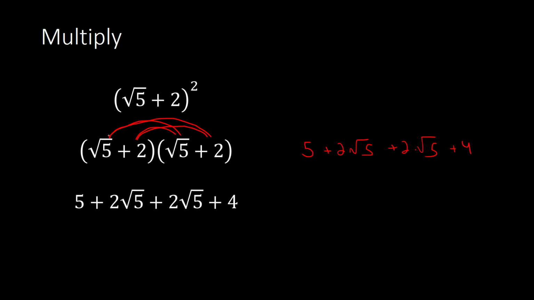So then what I can do is combine like terms. 2 square root of 5 plus the 2 square root of 5 would give me 4 square roots of 5. And then the 5 plus the 4 would give me 9. So what I have is 9 plus 4 times the square root of 5.